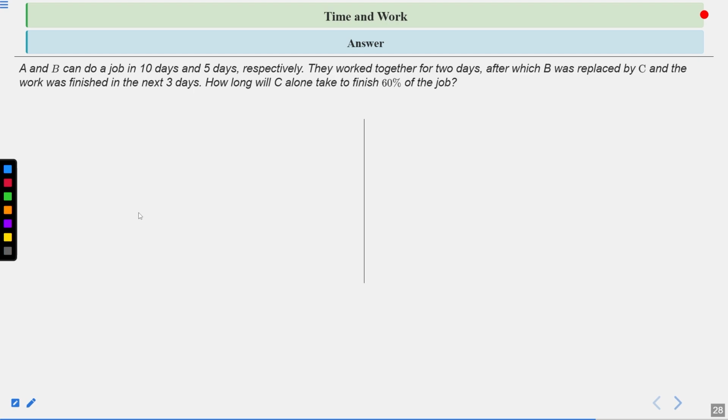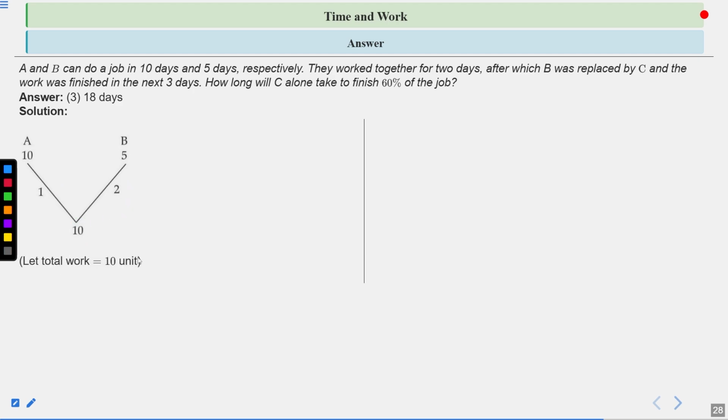They work together for 2 days, after which B is replaced by C, and then the work was finished in the next 3 days. How long will C alone take to finish 60% of the job? So the correct answer of this question is the third one, which is 18 days. Now see the detailed solution of this question. So we take the LCM of 10 and 5, we get the LCM, which is 10 units. So we can say that this 10 is our total work. We get the efficiency of A, which is 1 unit, and the efficiency of B, which is 2 units.